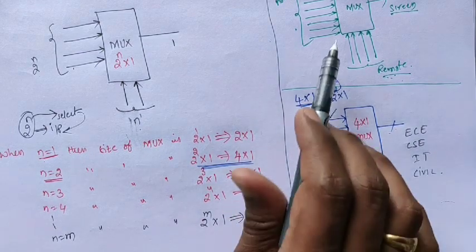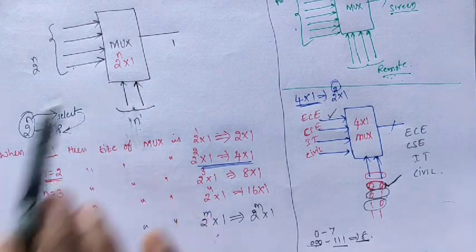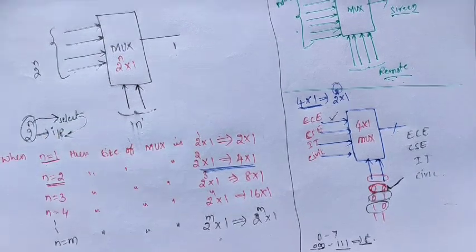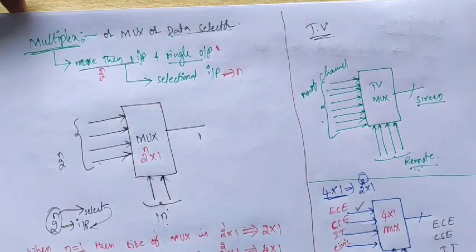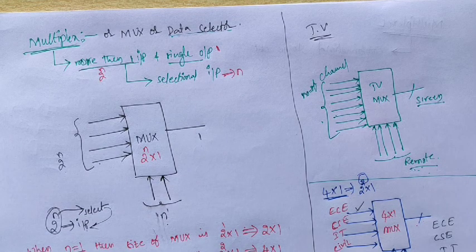So this is an example of a multiplexer, and these are the sizes of the multiplexer. This is the multiplexer representation. A multiplexer is a combinational logic circuit. It consists of 2 to the power of n input lines and a single output line. The 2 to the power of n inputs are selected by n selection inputs. The n selection lines select the inputs. That's why it's called the data selector.